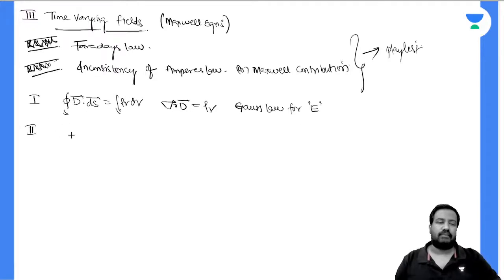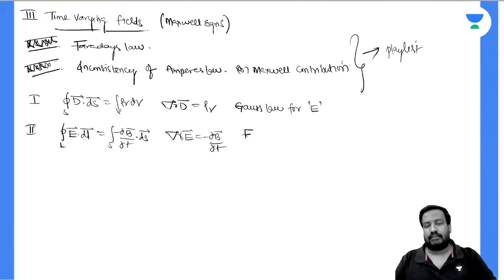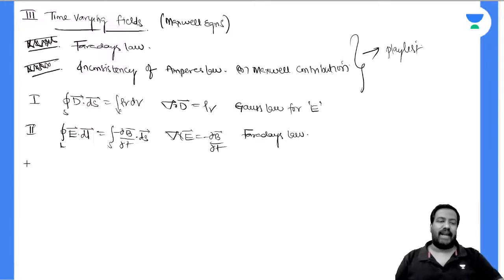Second, this is from Faraday's law. Closed loop integral of E dot dl is surface integral of minus dB by dt dot dS. Del cross E is equal to minus dB by dt. Faraday's law.